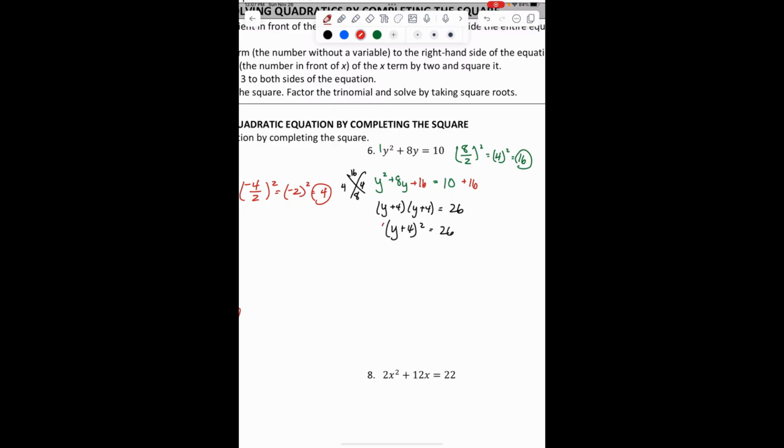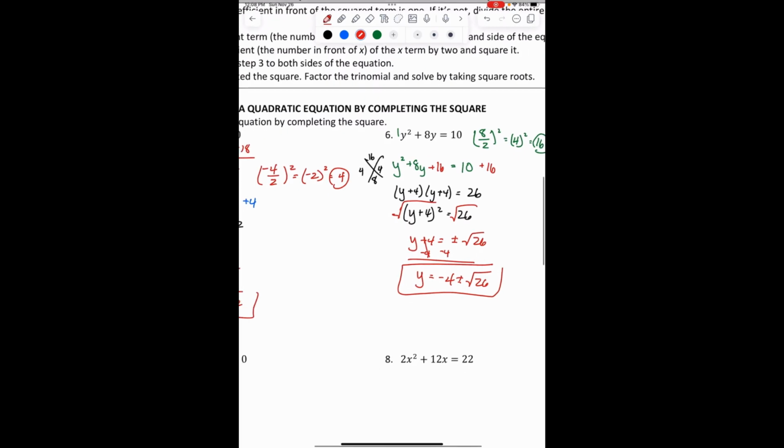We've created something we can take square roots of. So let's take the square root. So y plus 4 equals plus or minus the square root of 26. Subtract our 4. So negative 4 plus or minus the square root of 26. And we can't simplify the square root of 26. So there's our 2 answers right there. Okay?